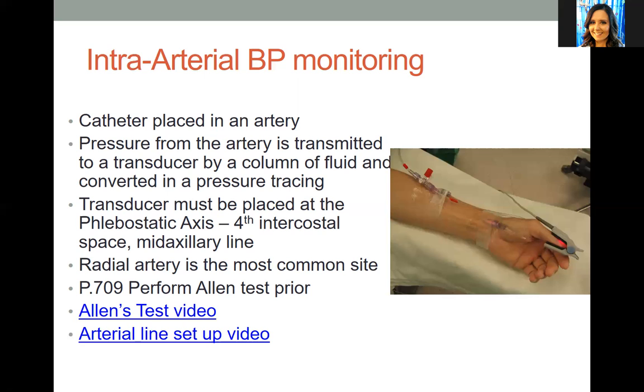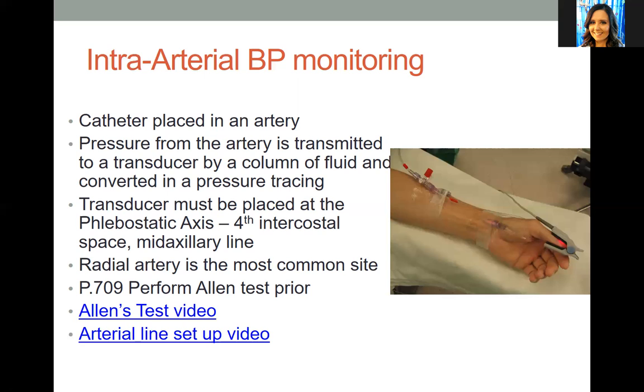With arterial blood pressures, it's important to note that they will not correlate with our cuff or our non-invasive blood pressures. You might see nurses still put them on to measure cuff pressure every once in a while, but just know that they may or may not correlate, and that's okay.